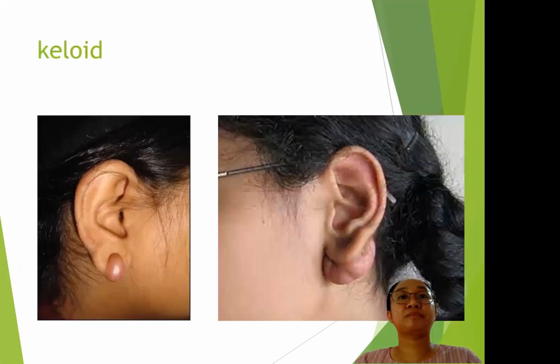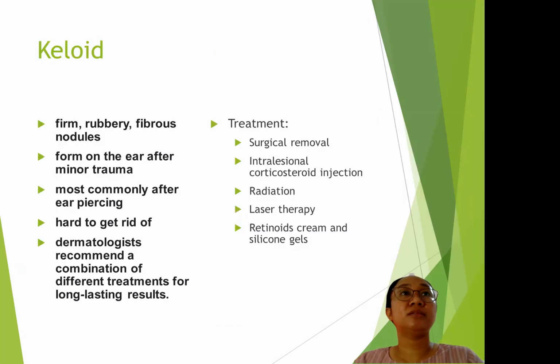How about keloid? This is very common in the OPD. Keloids are firm, rubbery, fibrous nodules that form on the ear after minor trauma. The most common cause is ear piercing. They are usually hard to get rid of because they have a very high recurrence rate, and usually dermatologists would require combination treatments other than surgery.